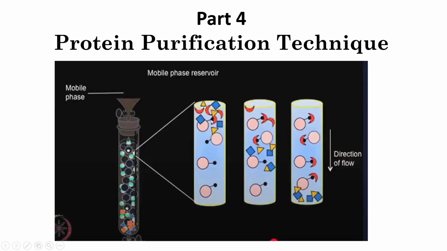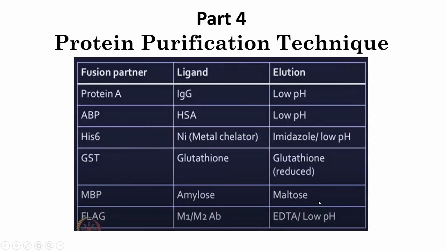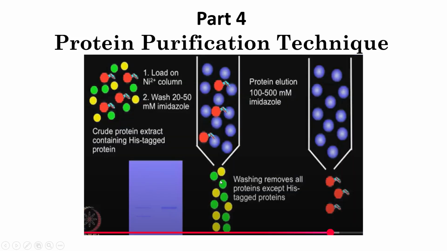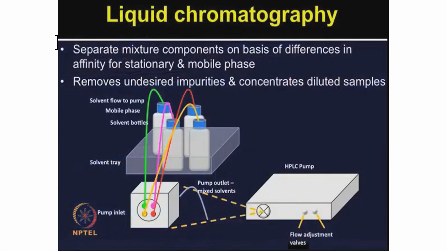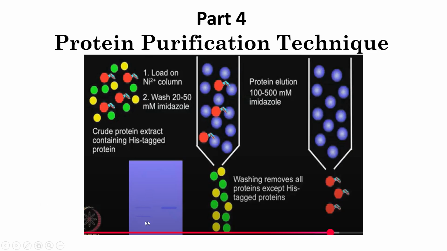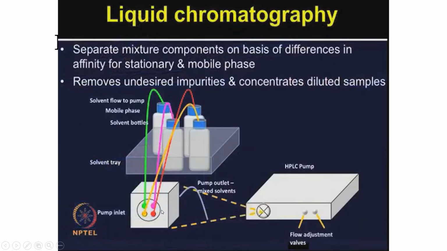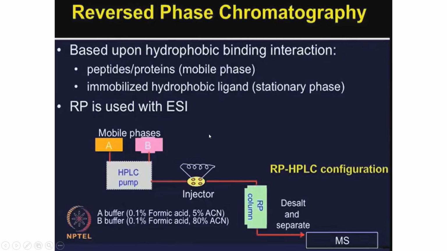In terms of affinity, there is one specific tag attached, and the ligand or the protein which can attract towards that tag will bind, whereas all other proteins will get washed away. These are certain examples, like what can be the fusion partner for what ligand. Then you can run the SDS-PAGE gel and try to find whether your protein is present in the gel or not. And this is how liquid chromatography or HPLC will work.